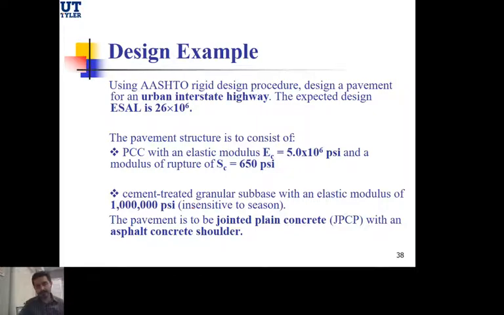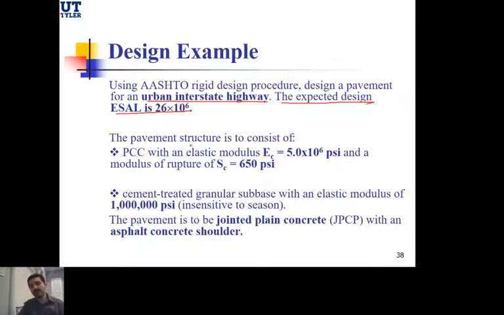So let's have an example so I understand how we can put all this together. The question here is asking us, using the AASHTO rigid pavement procedure, design a pavement for an urban interstate highway. The expected design ESAL is 26 million.